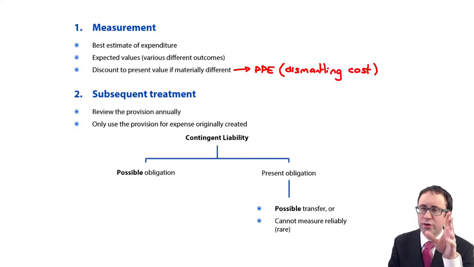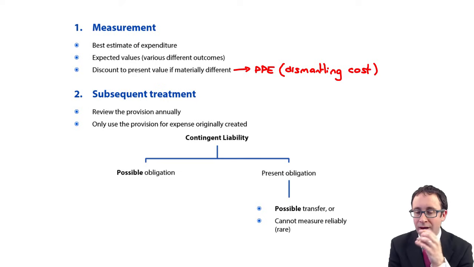So there's some little tricks of the trade there in terms of the best estimate of the expenditure with regards to a legal case, the expected values when it comes to looking at a warranty, and then discounting things back to present value, commonly seen with regards to PPE and dismantling costs.